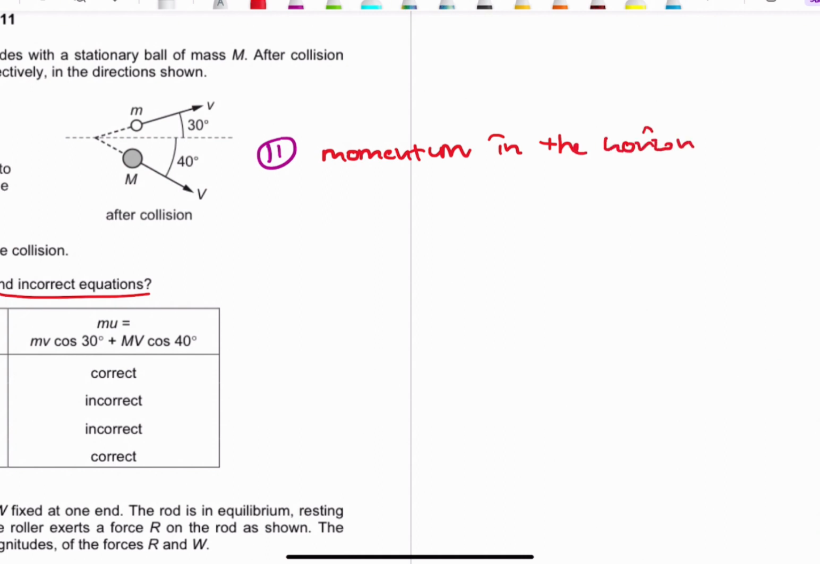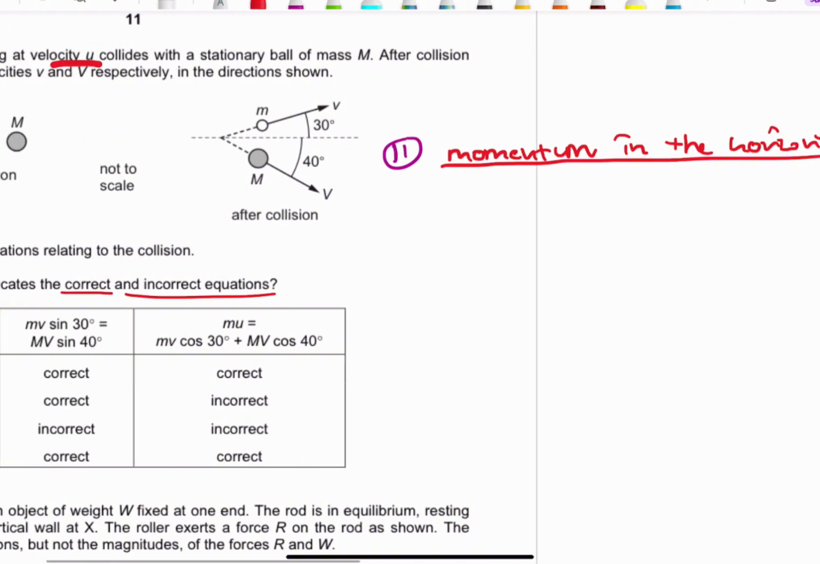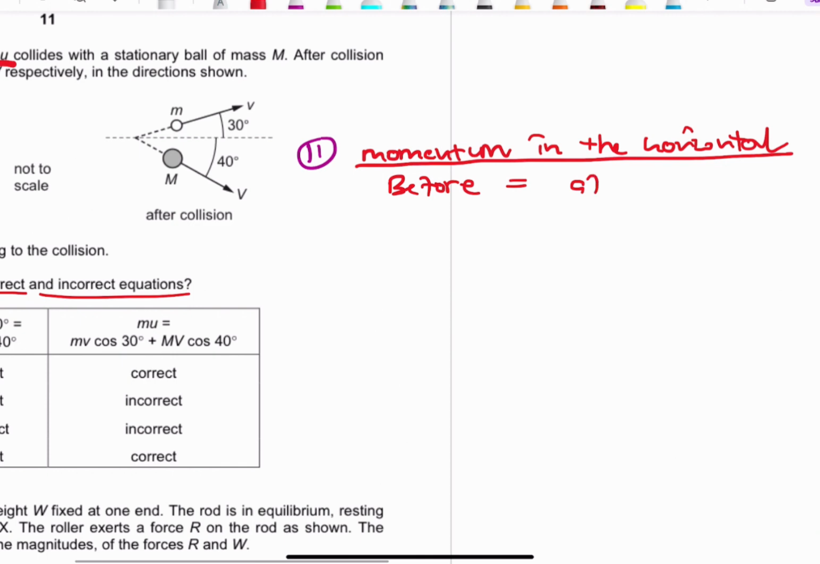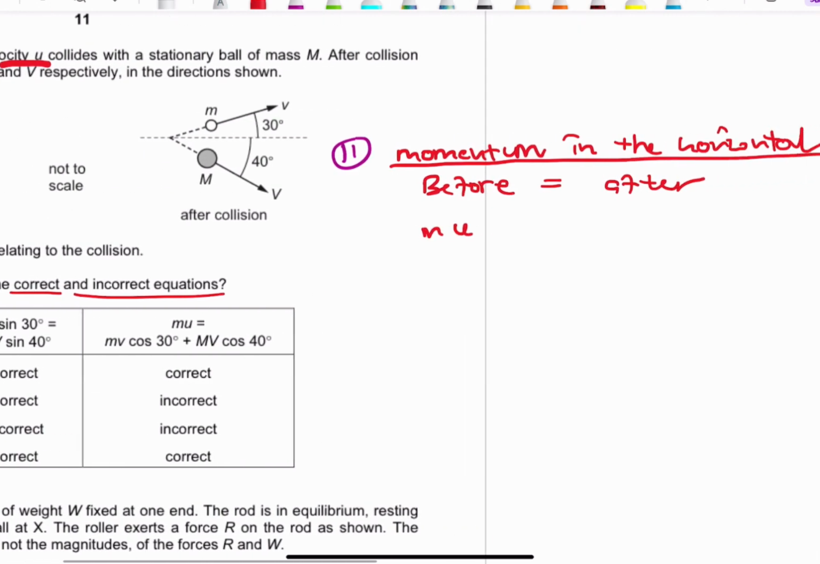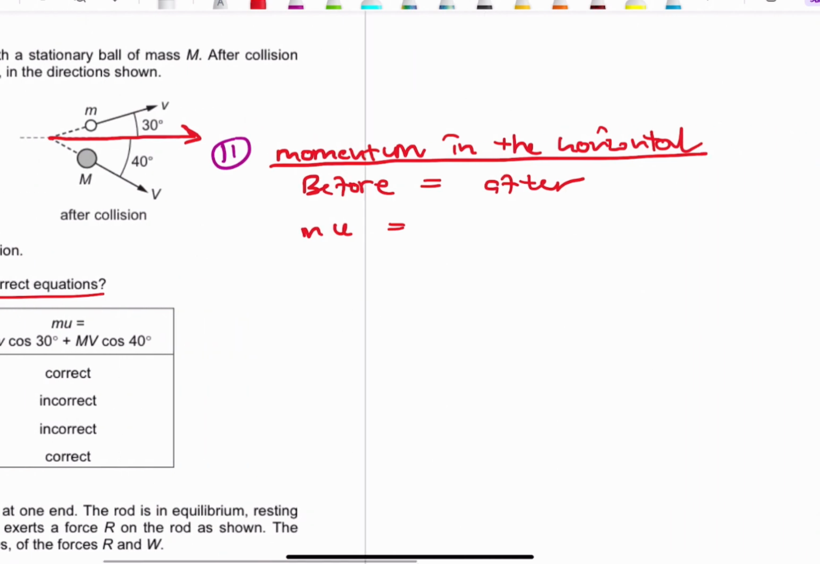Okay, that's our first scenario. If you look at momentum in the horizontal, before should be equal to after. Before, it was mu, small letter m, small letter u, which is equivalent to the momentum after collision. We have to find the component of momentum for both the masses, because momentum is a vector, so we can resolve momentum.